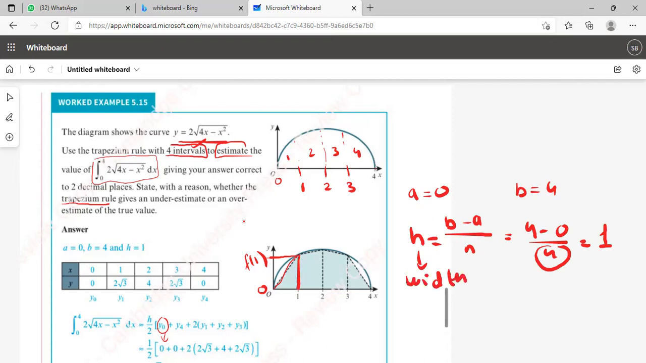This width would remain the same for every trapezium. So for your exam, you just need to know this formula. Your h would come like this: b minus a divided by n. 4 minus 0 divided by 4. 4 is the number of intervals, this is the final x limit, this is the initial x limit, and this is 1. And you have h. Now, what is y0, y1, y2, y3, y4? You have 0, 1, 2, 3, 4, which is what we calculated initially. You simply need to insert these values into this function, and you'll get your y's.